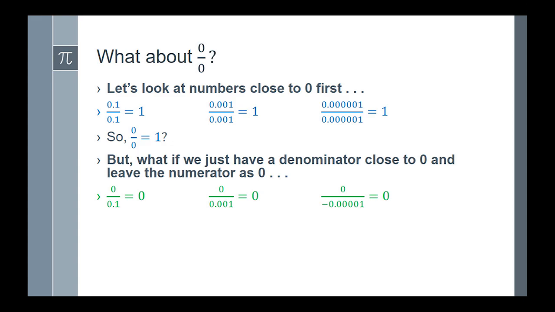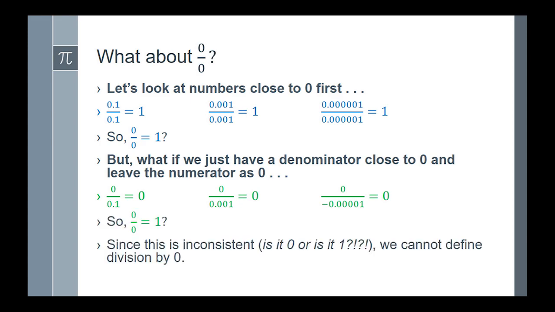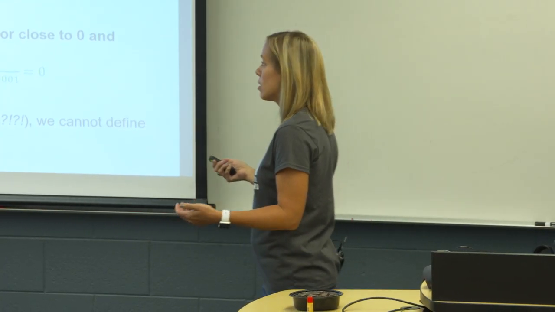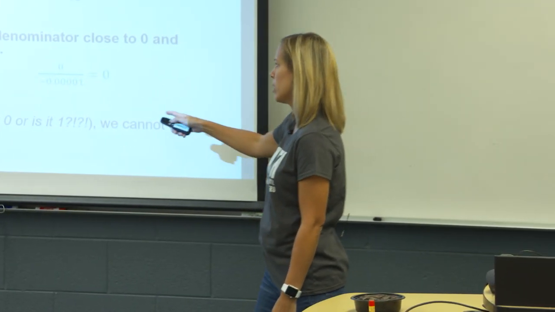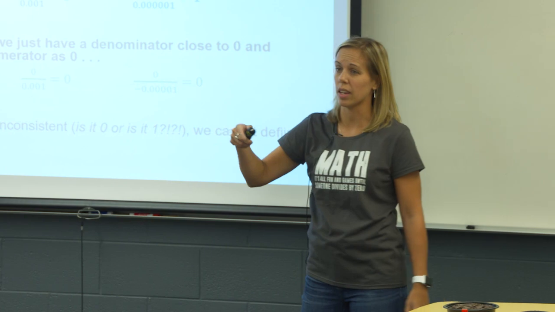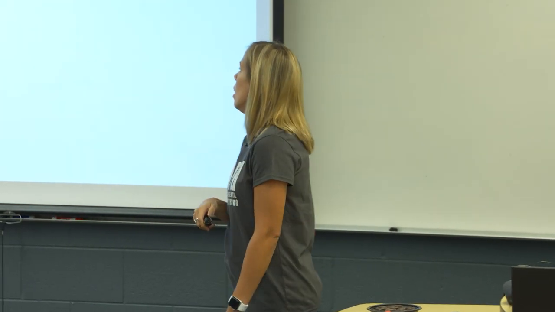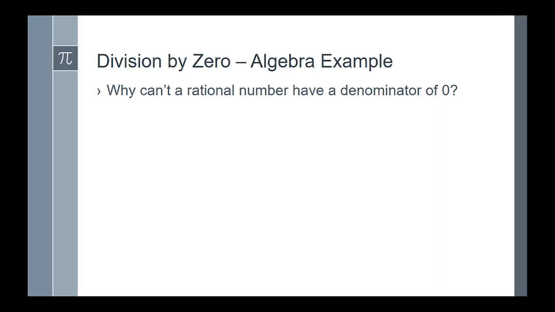Well, up here we were getting 1, and down here we're getting 0. So is it equal to 0 or is it 1? We don't know. So we can't define it because we don't have an agreement here. And down here you can see the same is true with negative numbers as well. Okay, so on to algebra.